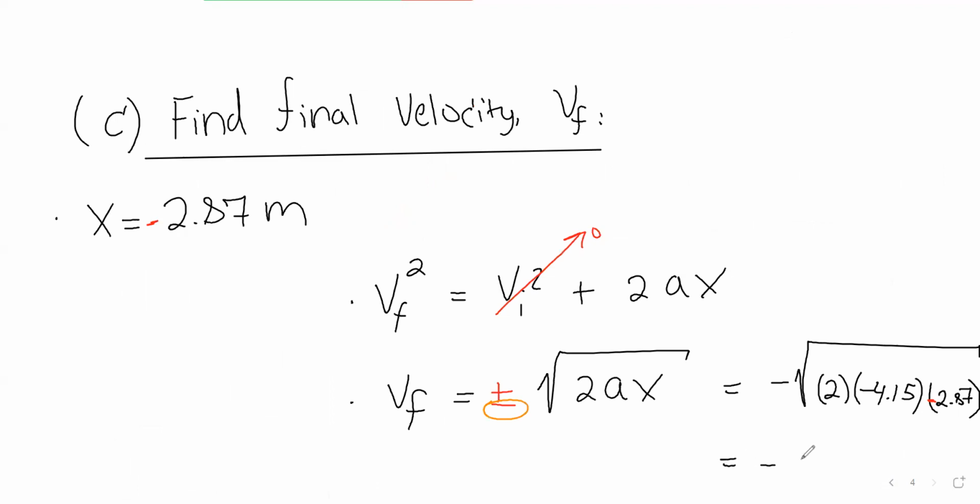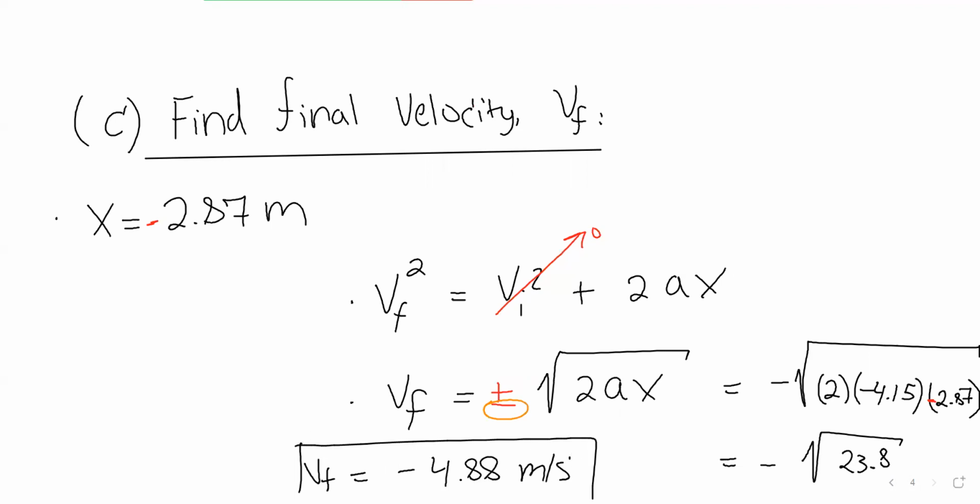So finally, after you take the square root, well, first off, that product is 23.8. So you're going to take the square root of 23.8 and then multiply by -1. So for your final answer, you get about negative 4.88 meters per second. And that's how you'd find the velocity.